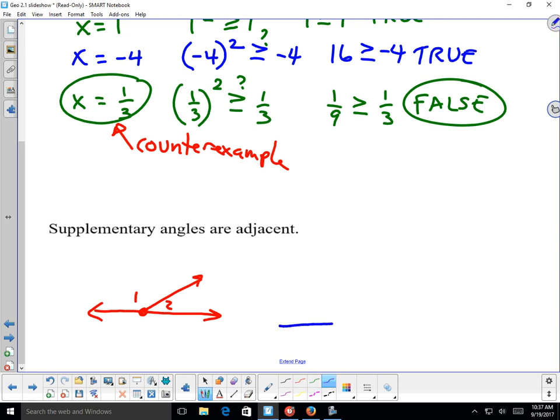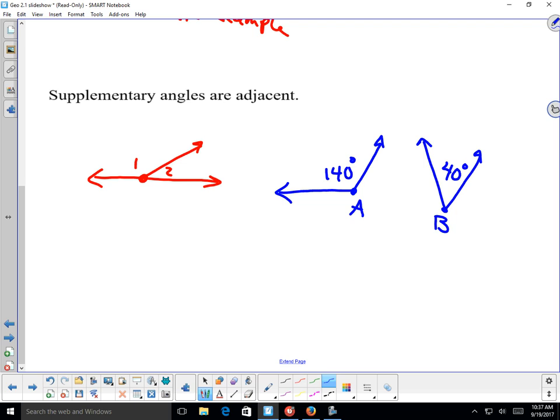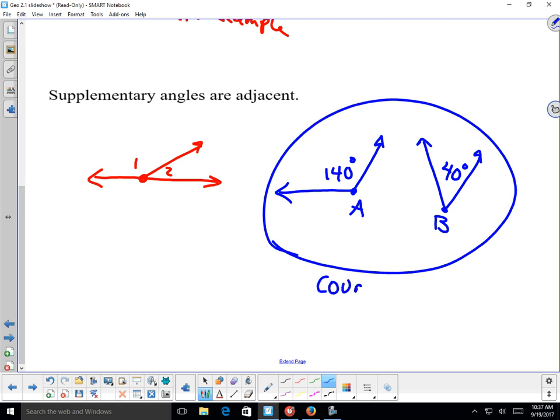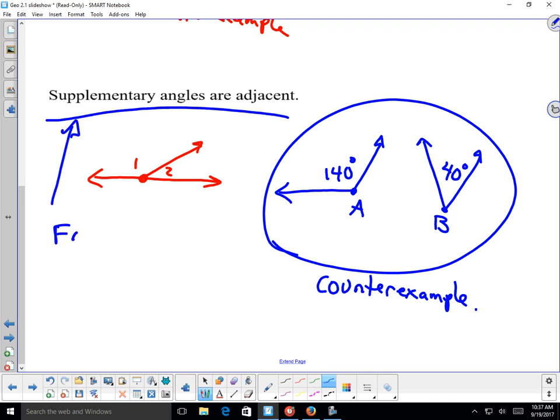But if I draw an angle, let's say like this, and let's say this angle measures 140 degrees, and over here I've got this angle that measures 40 degrees. I'll call this angle A and this angle B. Well, angle A and angle B are supplementary, but they're not adjacent. They do not have a common vertex and a common side. So right here, this would be my counterexample. And in that way, I'm proving that this statement is false. How do I know it's false? Because I found a counterexample.